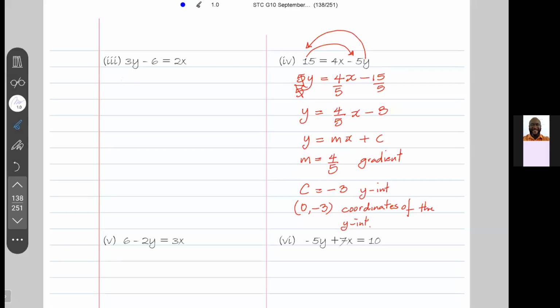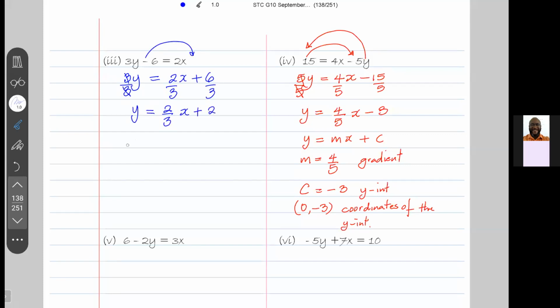So let's do III. We have 3y is equal to 2x plus 6. Negative 6 goes over and becomes positive 6. Then I'm going to divide the entire equation by 3. When I do that, I'm going to have y is equal to 2/3 x plus 2.